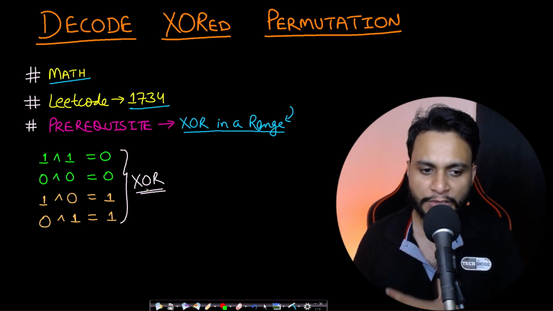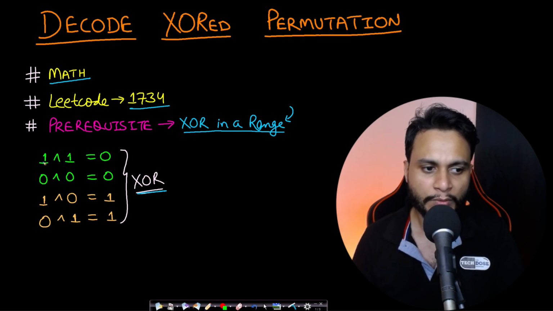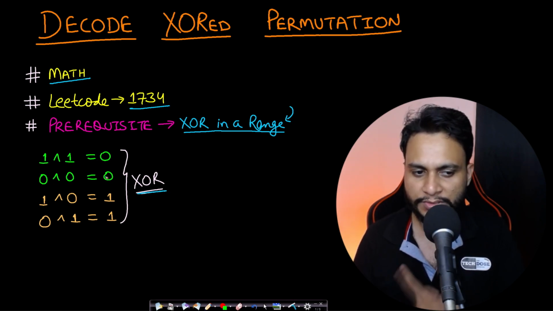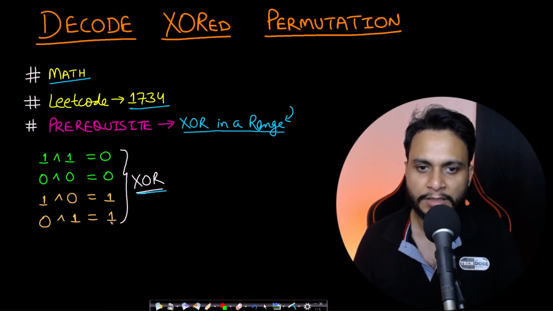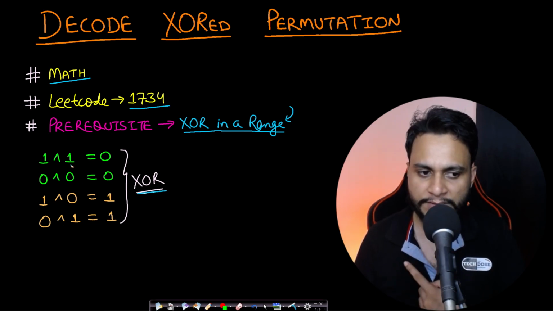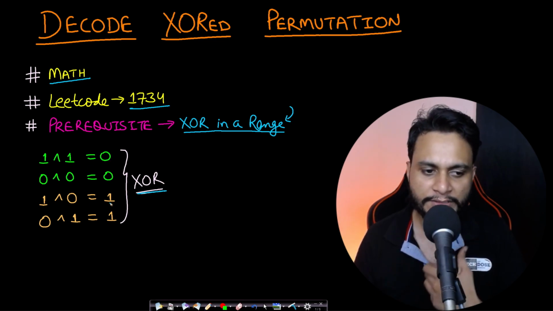If we recap how XOR works, then 1 XOR 1 will be 0, 0 XOR 0 will be 0, 1 XOR 0 is 1 and 0 XOR 1 is 1. So if you have an even number of ones, then the result will be 0, and if you have an odd number of ones, then your result will be 1. This is how the XOR operator works.